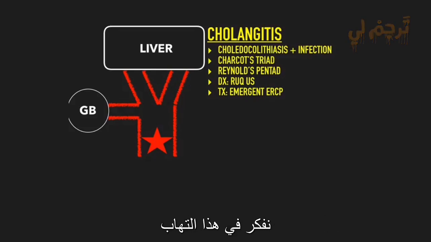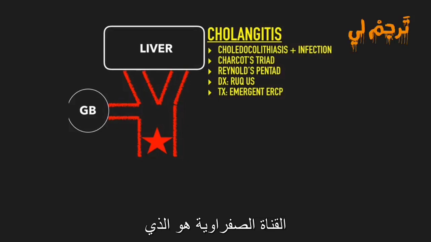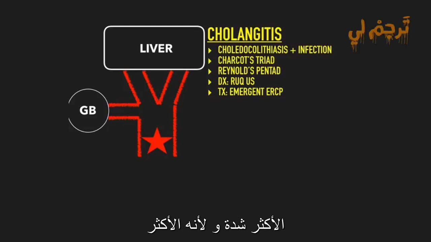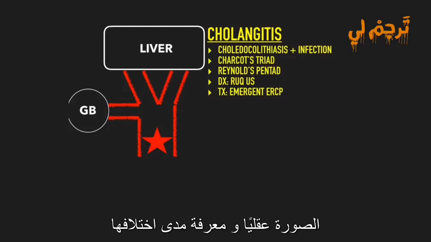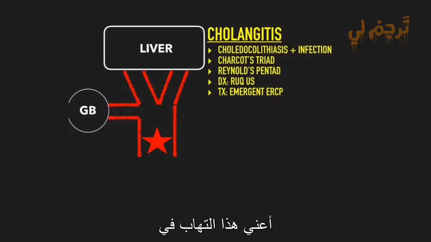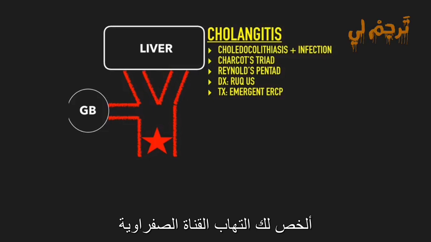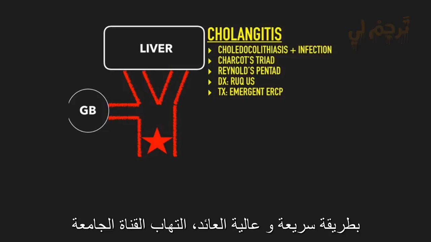Now, let's think about this. Itis means inflammation. Cholangitis is the one that sounds the most different from the other three. So because it's the most severe and because it's the most different, you can think of the picture mentally and see how different it is. I mean, this is inflammation of the entire biliary tree. It's severe.